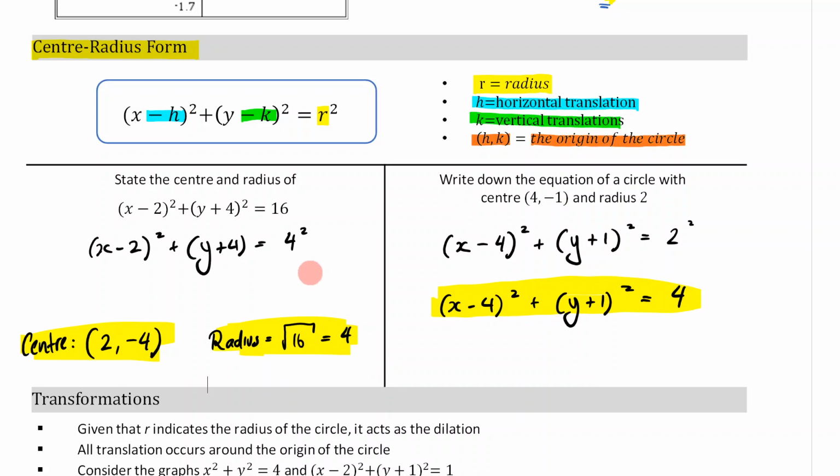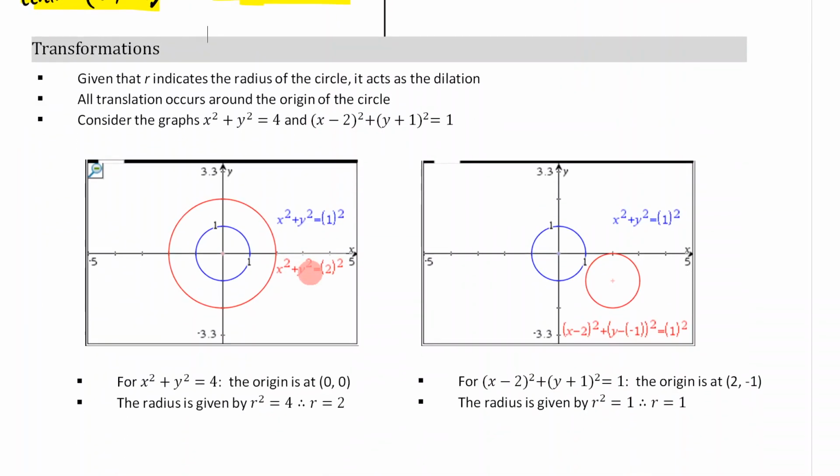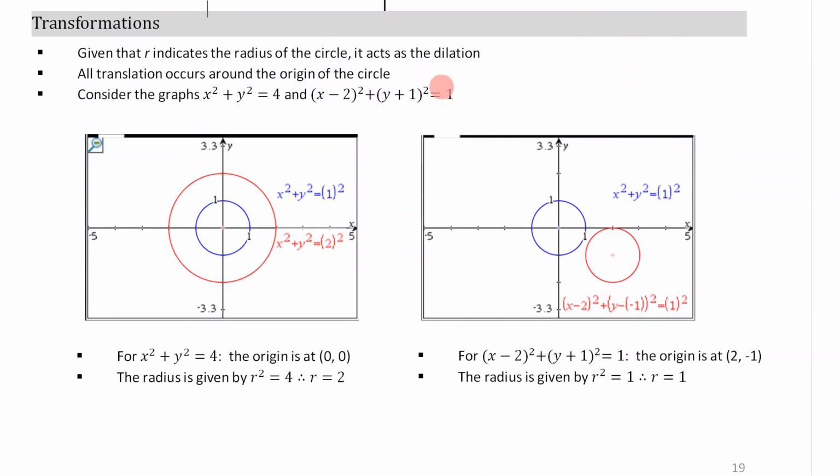Okay, let's now keep on moving here. Let's now talk about transformations that occur, and we're really just going over the same material again, but hopefully you just feel a bit better as we move through it. It says, given that r indicates the radius of the circle, it acts as the dilation. And remember, dilation is just like how much it's being stretched. So you can think of the dilation factor as the stretching factor. All translations occur around the origin of the circle. So let's now consider some examples of this.